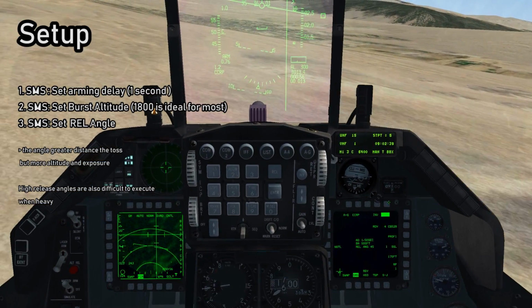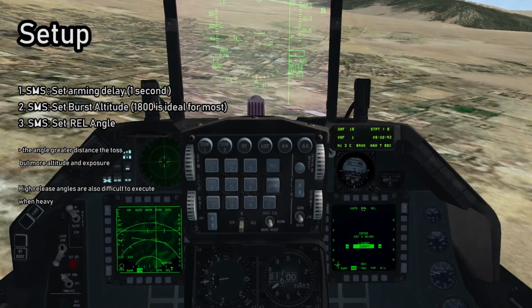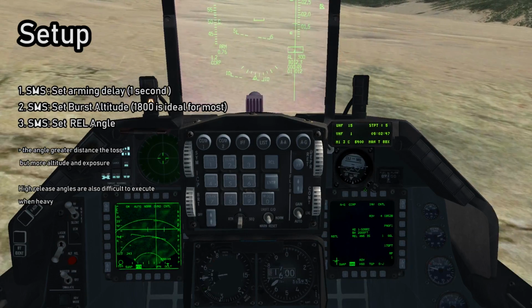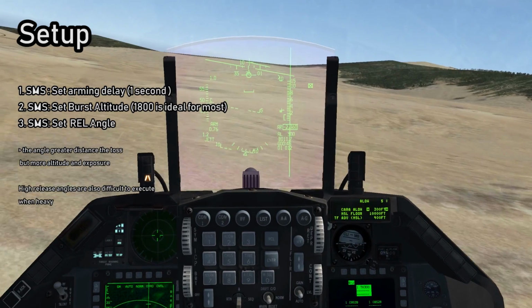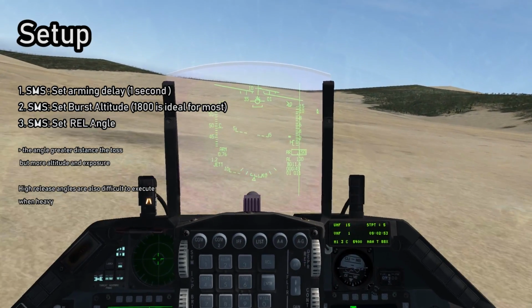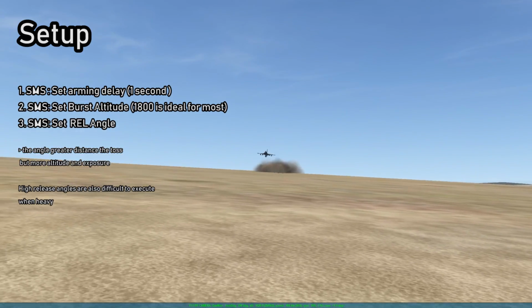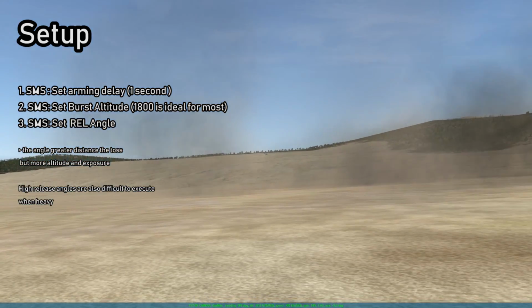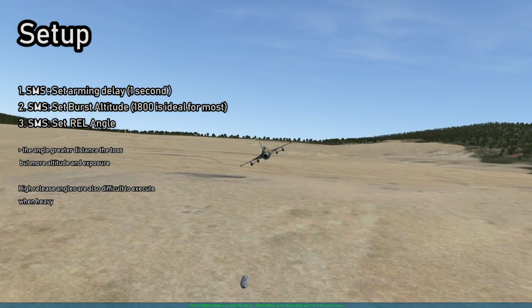So now that we're in, the first thing we need to do is set up. What you need to set up is your arming delay, burst altitude, and release angle. The more extreme the release angle, the more you're going to have to pitch up in order to deliver your ordnance. However, a more extreme release angle also allows you to loft further and from beyond more terrain.